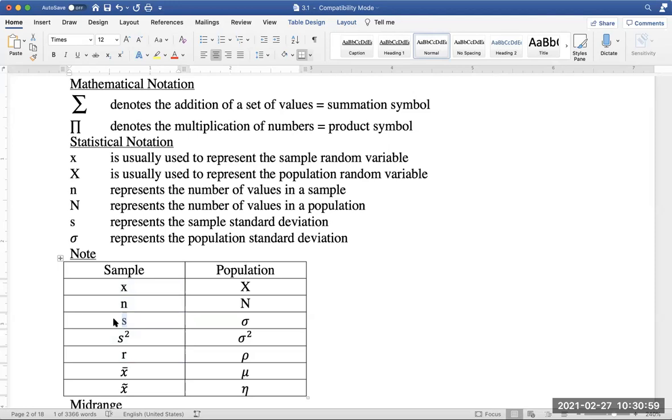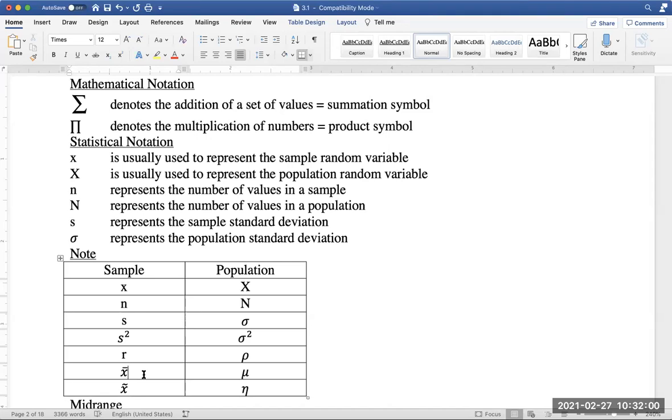Suppose I have s, which denotes the sample standard deviation. Then, for a population, the corresponding Greek letter to the letter s is the letter sigma. And so this is the lowercase letter sigma in the Greek alphabet. And so sigma corresponds to the population standard deviation. So the sample standard deviation is s. The population standard deviation is sigma. s squared, sample variance. Sigma squared, population variance. r, sample linear coefficient. Rho, corresponding Greek letter, population.